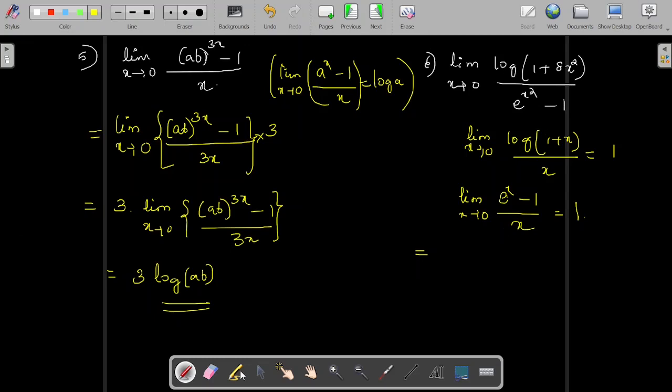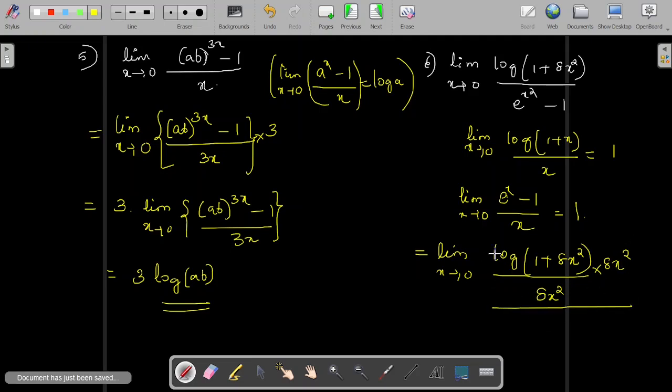So what you should do: limit x tends to 0 of log of 1 plus 8x square divided by 8x square. I need that times 8x square. So it is balanced, because when I write this extra 8x square, I should multiply by the same amount, so it cancels and you get the same thing back. Divided by, similarly, e to the power x square minus 1. I want x square, so divide by x square and multiply by x square.